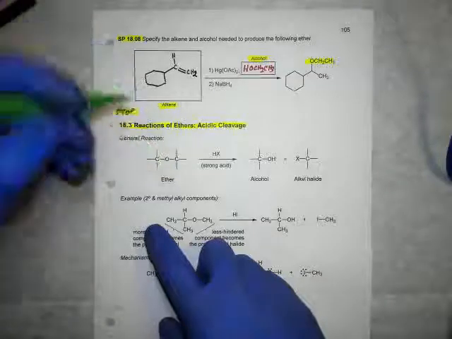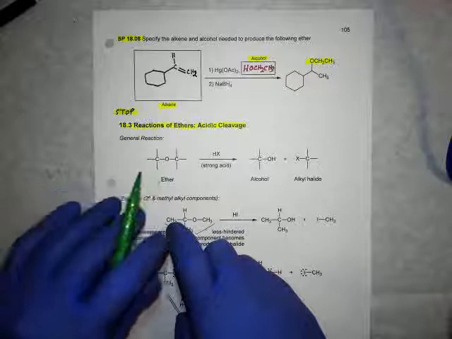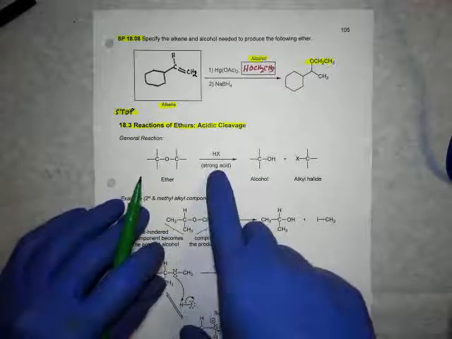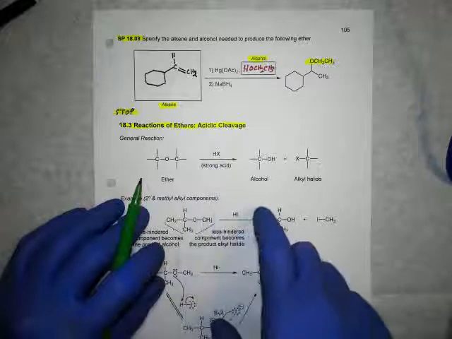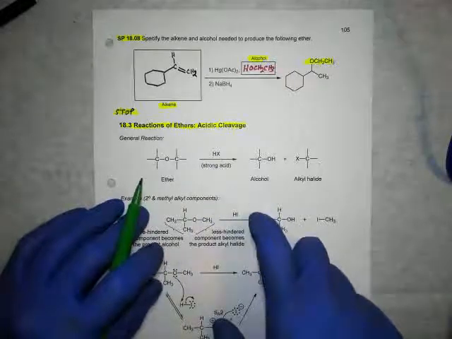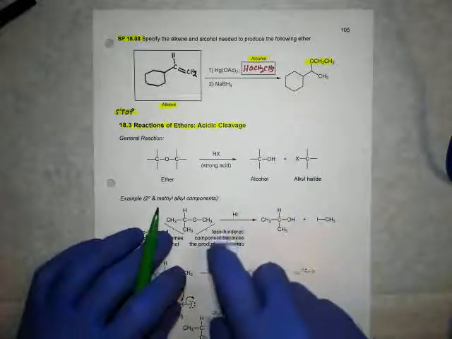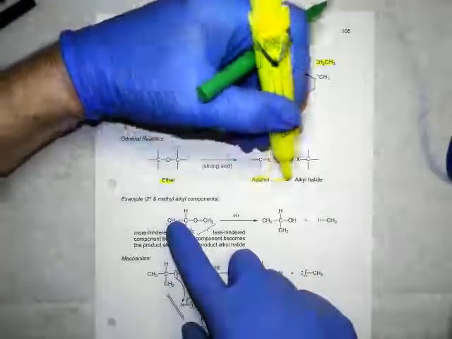First off, we have an ether here on the left. This is the general structure of an ether. It can be essentially any ether. And we're going to subject this to a strong acid. What's going to happen is this is going to break apart into an alcohol and an alkyl halide. So this is an overall process that we're looking at. We're going from an ether to an alcohol to an alkyl halide.